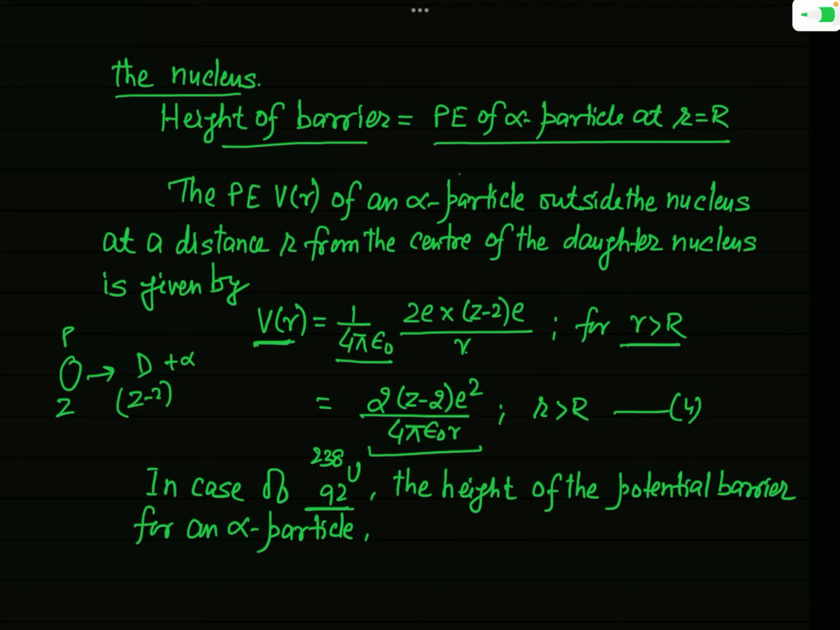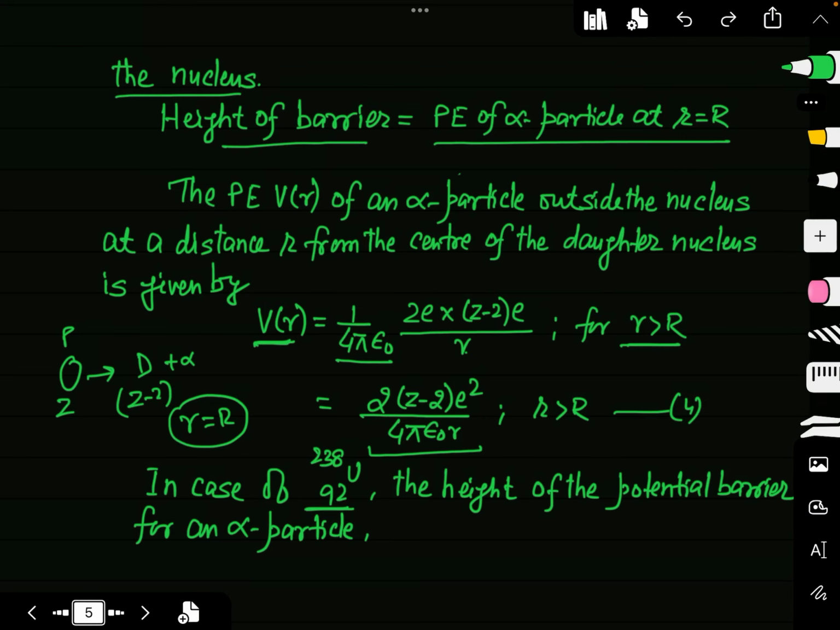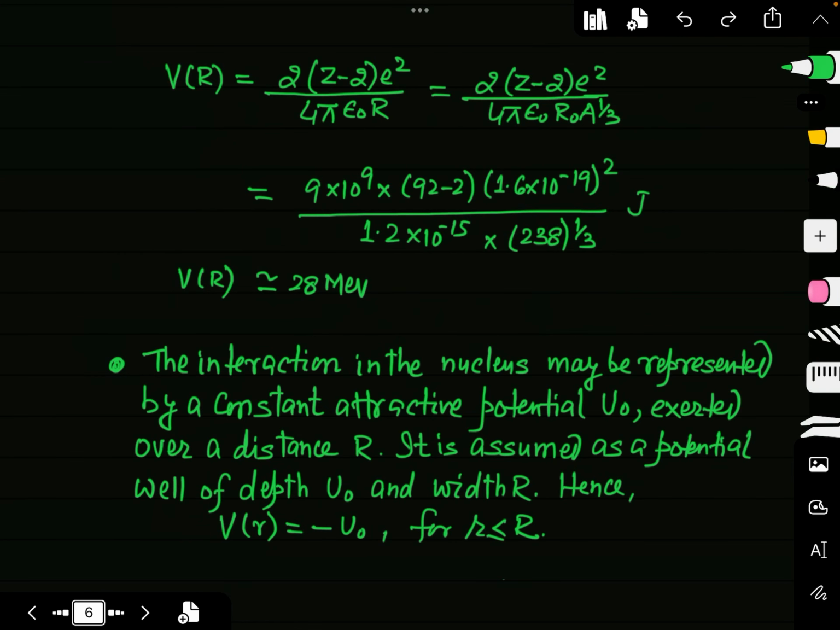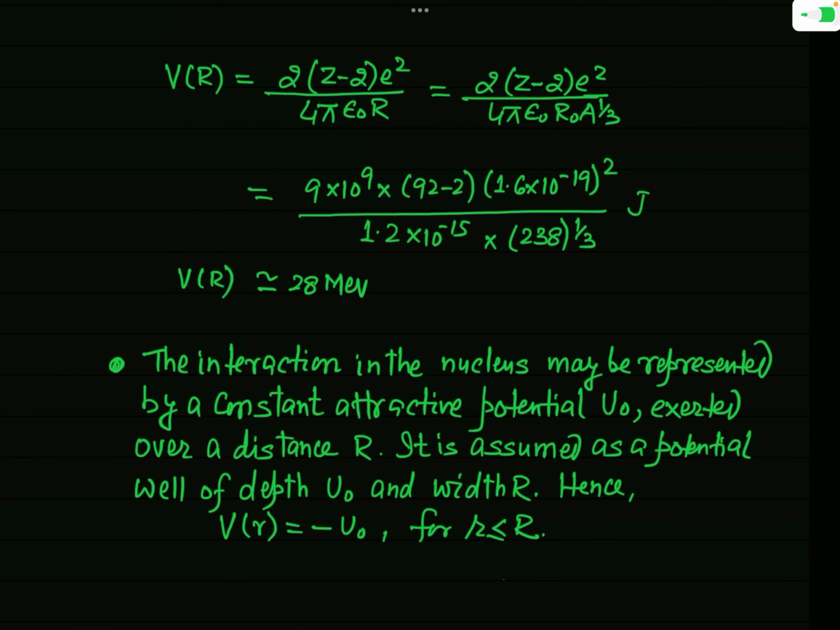When the alpha particle is just at the surface of the nucleus, this r will be equal to capital R, where capital R is the radius of the nucleus. So let us use this formula to calculate the height of this potential barrier in the case of uranium-238, V of R. This is your formula. I have only changed the small r to capital R because we have assumed that our alpha particle is just at the surface of the nucleus.